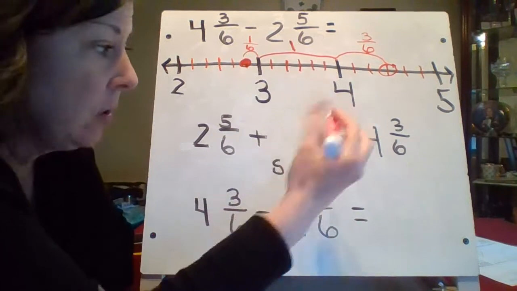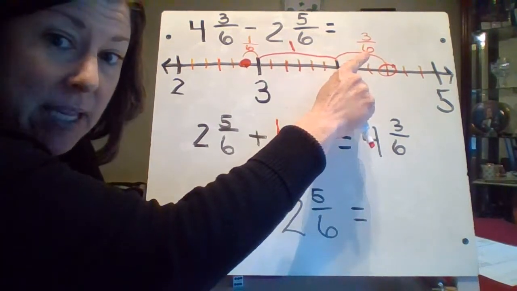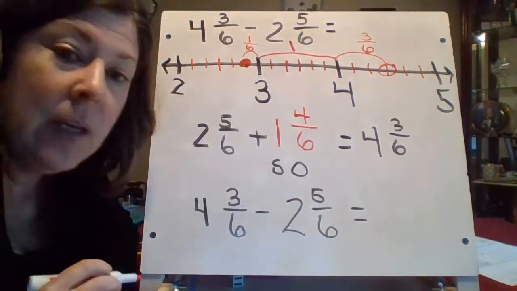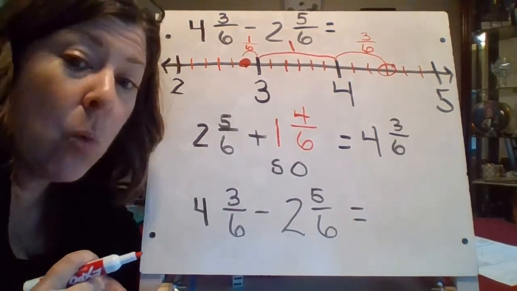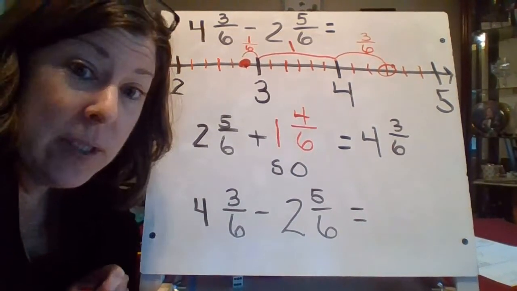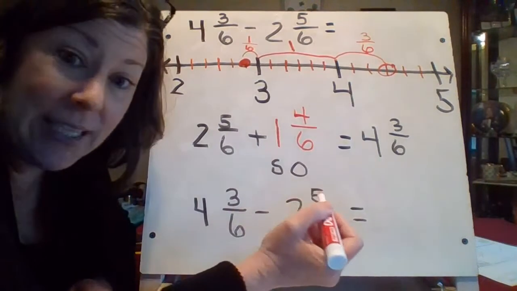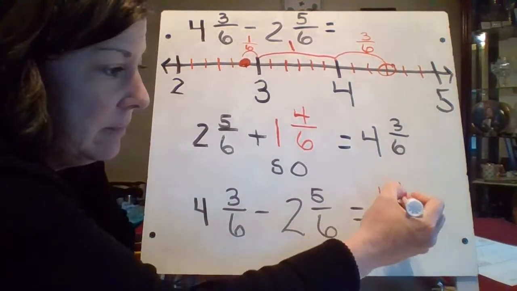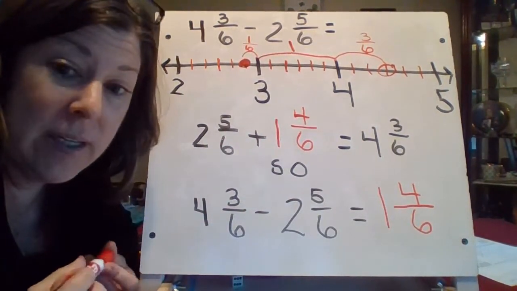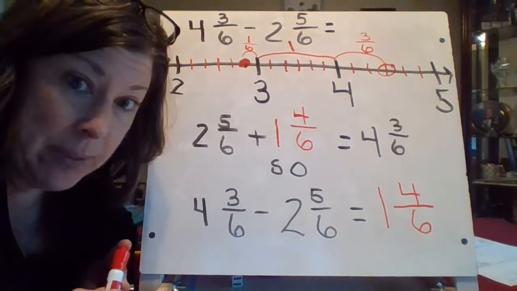Okay. Well, 1/6 and 3/6. So that's 4/6. So 2 and 5/6 plus 1 and 4/6 gives me 4 and 3/6. What does that mean working backwards? That 4 and 3/6 minus 2 and 5/6 equals 1 and 4/6. So that's the first strategy you'll see online, is counting up.